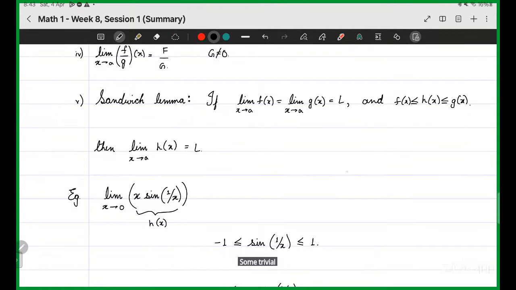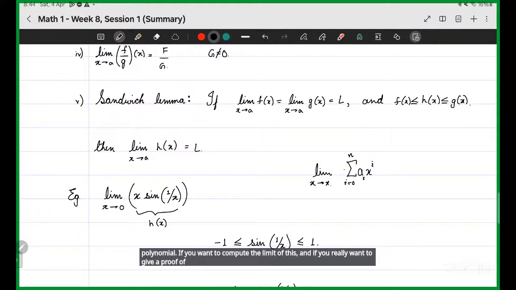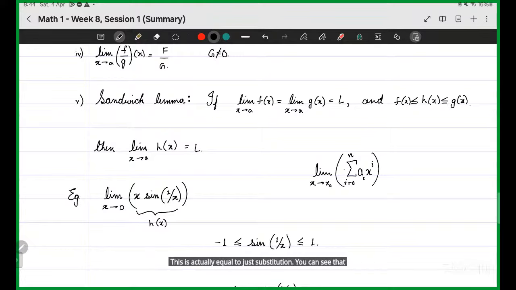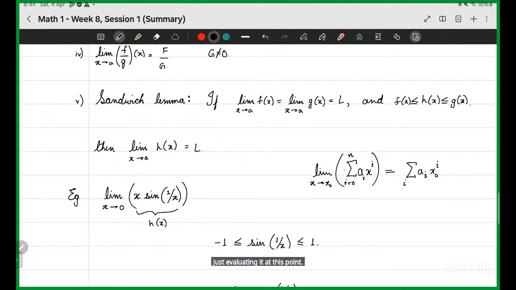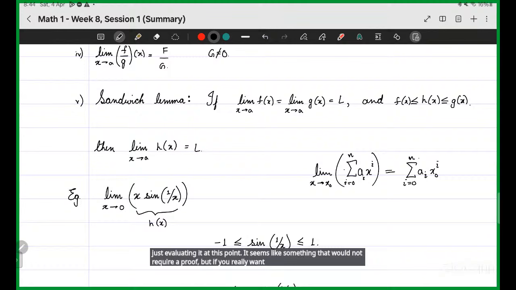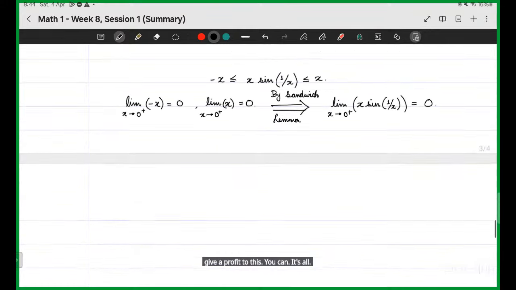Some trivial examples, if you want: you can take polynomials, the sum of a_i x^i, i going from 0 to n, an n degree polynomial. If you want to compute the limit of this, and give a proof of why it is equal to just substitution, you can see that the limit as x goes to x naught of the monomial x is just x naught. Then you can use the product rule, scalar multiple, and sum multiple times, and say that this is the value, just evaluating it at this point. It seems like something that would not require a proof, but if you want to be pedantic and give a proper proof, you can. If necessary, we'll come back to examples a bit later.